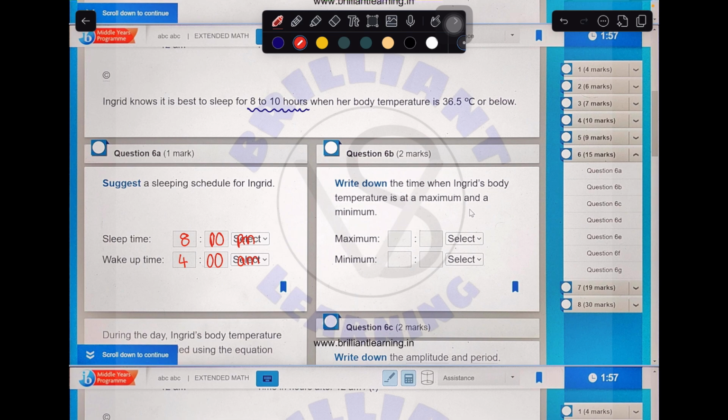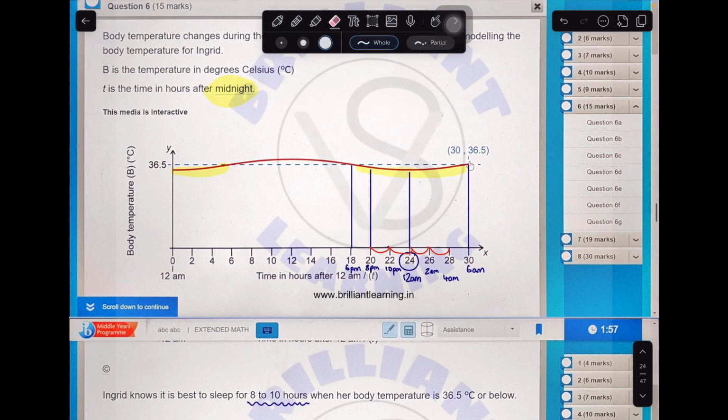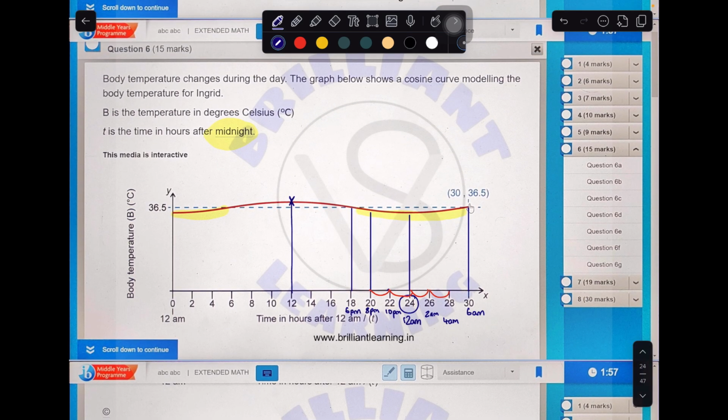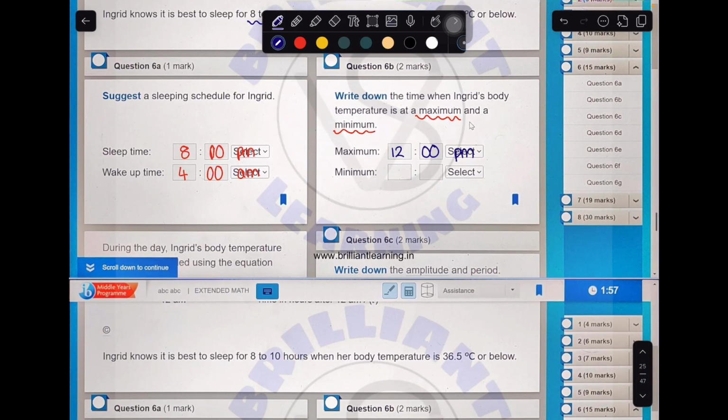Okay, so 6b, write down the time when Ingrid's body temperature is at a maximum and a minimum. So let's go back to our graph. We're looking for the highest point and the lowest point. The highest point is going to be here, at 12, so 12 hours after midnight. So 12 p.m. would be the maximum. And then the minimum is actually going to be both at 0, so at midnight for both, 12 a.m.